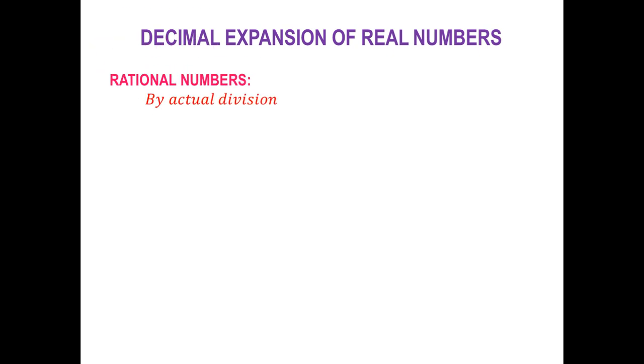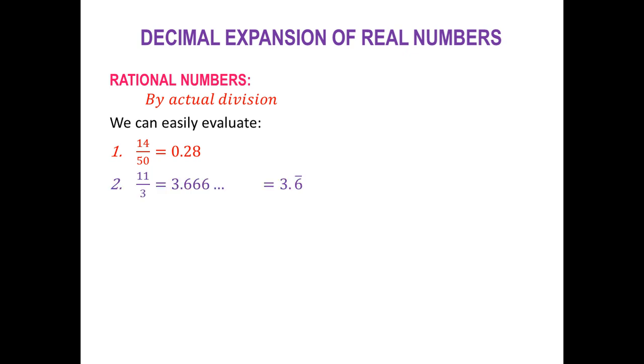You already know that real numbers contain rational as well as irrational numbers. So firstly, we discuss rational numbers. By actual division, we can easily evaluate 14 by 50. As you have done in your earlier classes, 14 by 50 is equal to 0.28. Next, our example is 11 by 3.